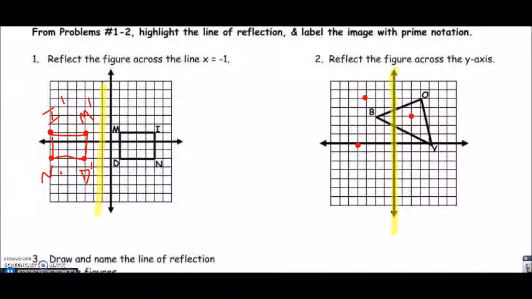So then you need to label your new points and then connect them. So you're going to have O prime, B prime, Y prime with your new shape.